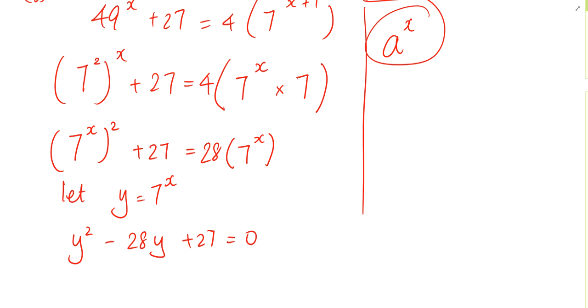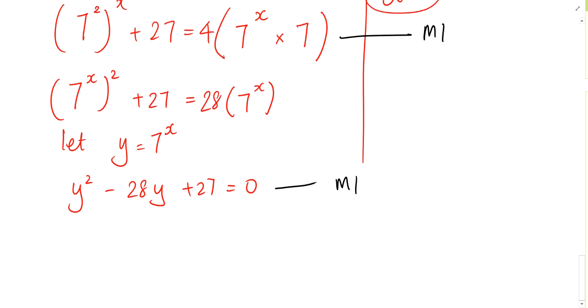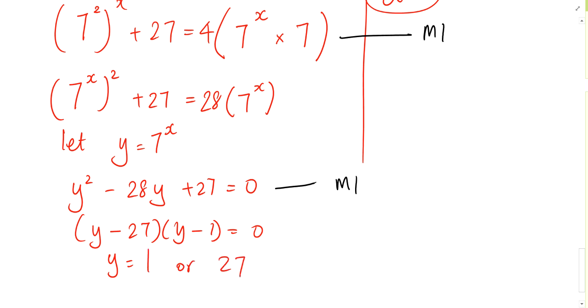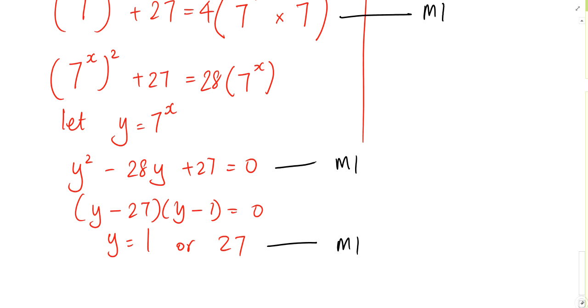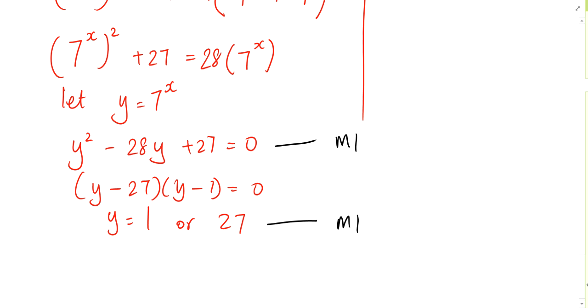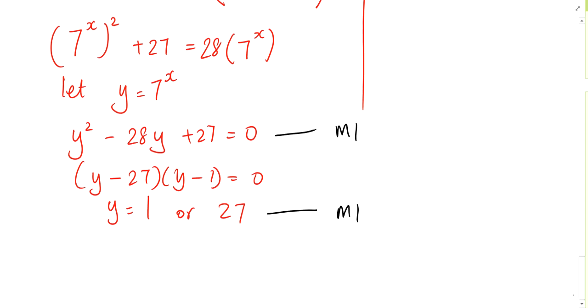Where are the marks allocated? Once you manage to change everything into base 7, you get one method mark over here. Once you get the quadratic, you get another method mark. So you solve the quadratic. (y minus 27)(y minus 1) equals 0, y equals 1 or 27. You get another method mark. There is no need to reject anything at this point in time.